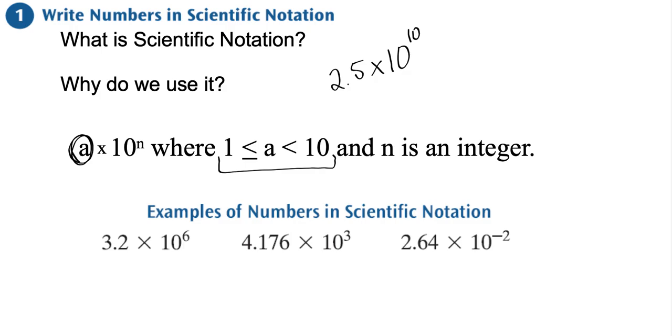So examples of scientific notation here, we got a 3.2. That's good. 3.2 times 10 to the 6th, 4.176 times 10 to the 3rd, 2.64 times 10 to the negative 2. We can have negative exponents in scientific notation. We just have to make sure that this number is not bigger than 10, because then you don't have it in true scientific notation. Okay?